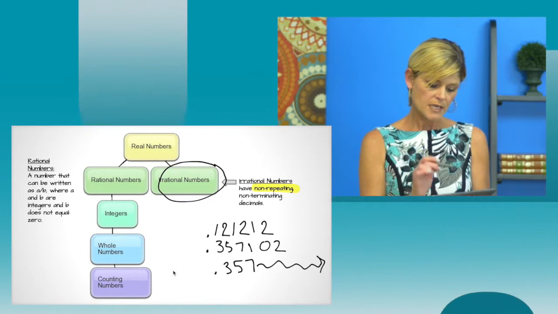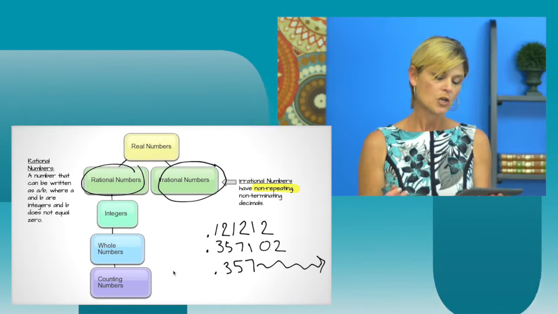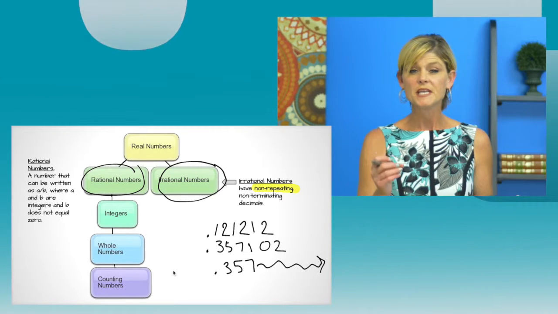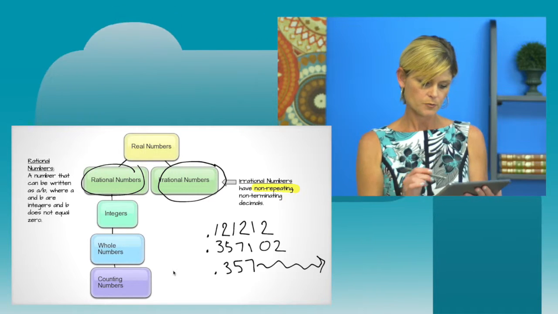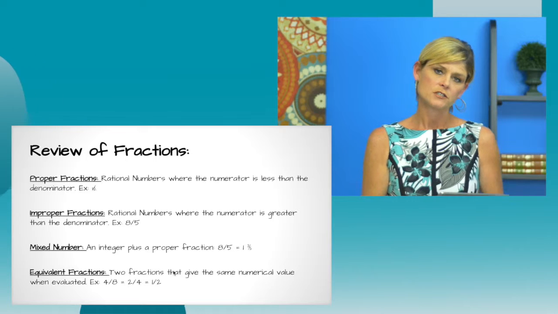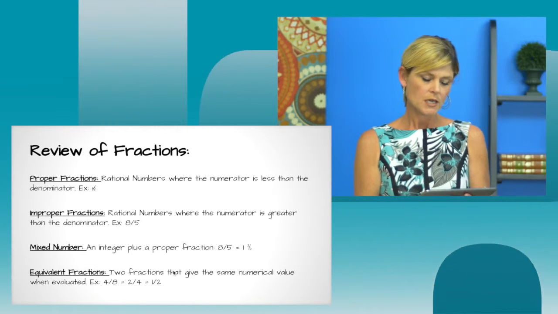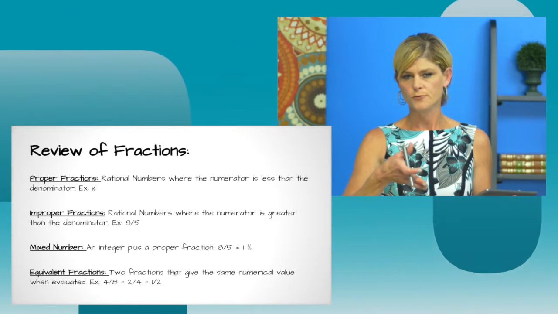Okay, but today really I want to focus on rational numbers. Now rational numbers are numbers that can be written as a over b, where b does not equal 0. Let's take a little bit deeper look at this. Fractions are a really good place to start when we're talking about rational numbers. It's also important that you can identify the different types of fractions.